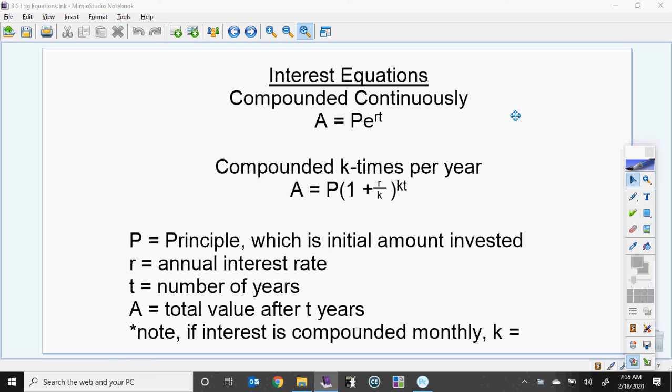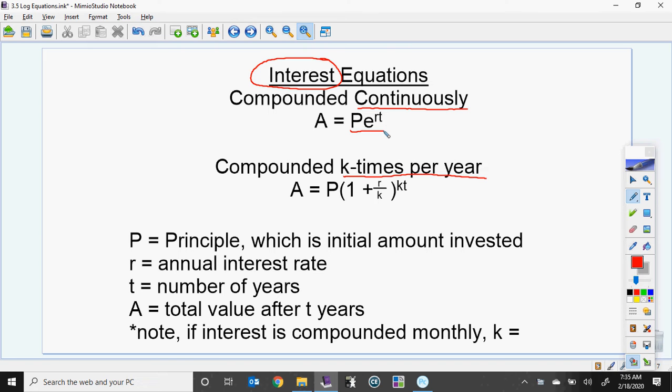This is the start of the second half of 3.5, and we are doing equations with compound interest. We have two types of compound interest we're going to do: compounded continuously, and compounded a certain number of times per year. If it's compounded continuously, we'll use this first one, which we call PERT, P-E-R-T. If we compound a certain number of times per year, we'll use this one.